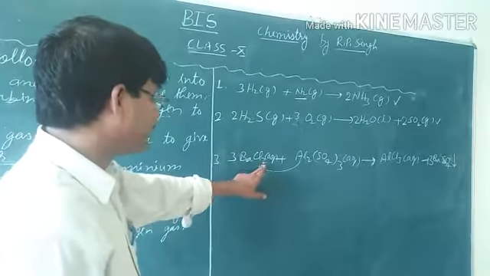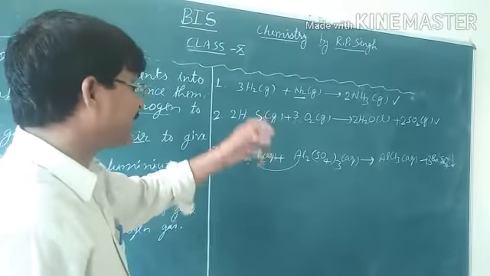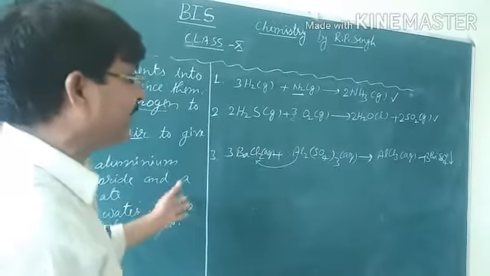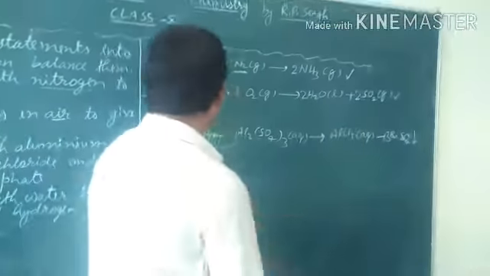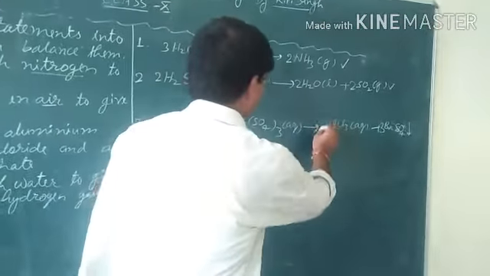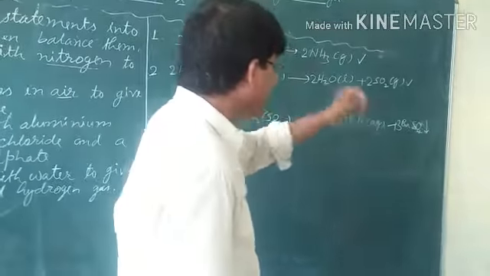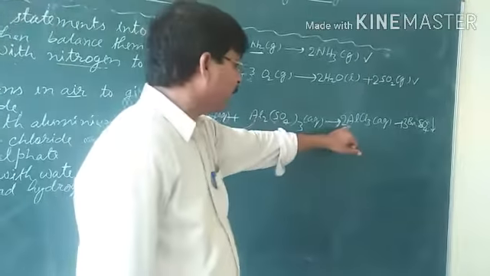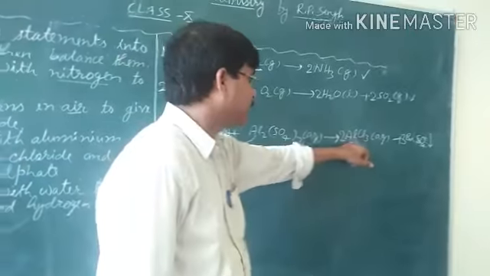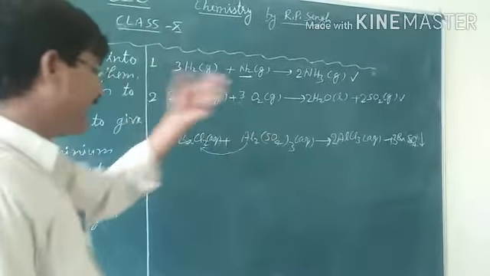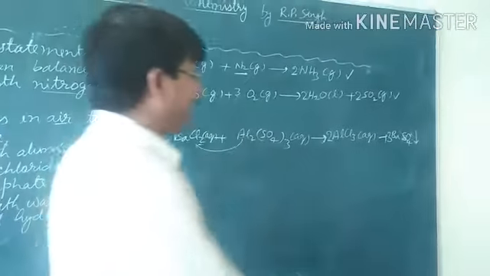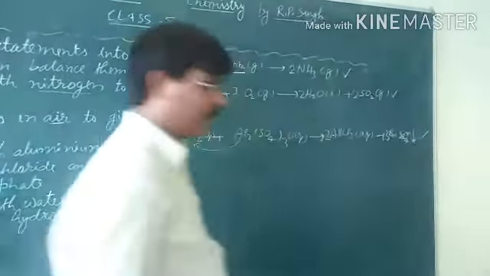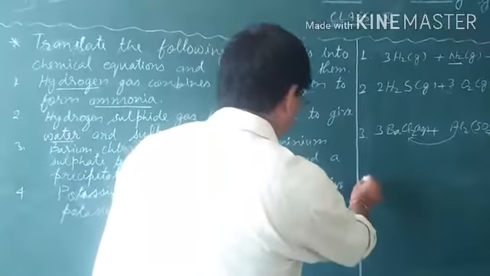Now 3 times 2 is 6. Chloride ions are 6 in barium chloride on the reactant side, but on the product side it is only 3. So I will multiply by 2. 2 times 3 is 6. Here the number of atoms of aluminum is only 2 on one side, and on the reactant side it is also 2. So this reaction is completely balanced. Okay? Any problem? No. Now I am starting the fourth question.